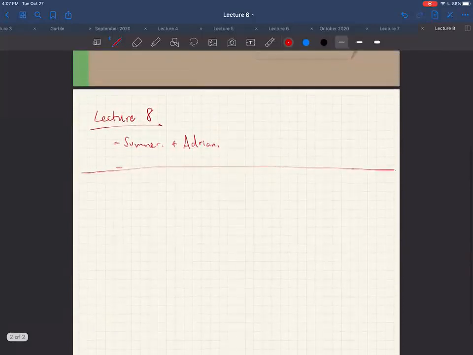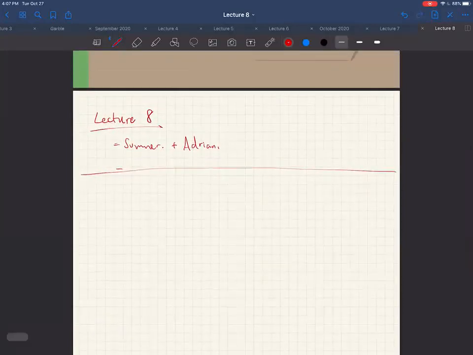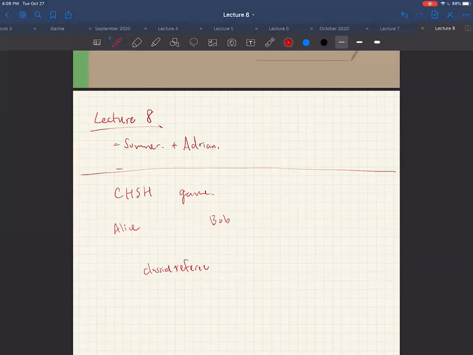All right, so let's quickly recap what we talked about last time. So we talked about the CHSH game, right? This non-local game. In particular, it's a non-local game played between a classical referee and two quantum players, Alice and Bob, right? And we assume that Alice and Bob can't communicate with each other, but instead they interact with the referee.